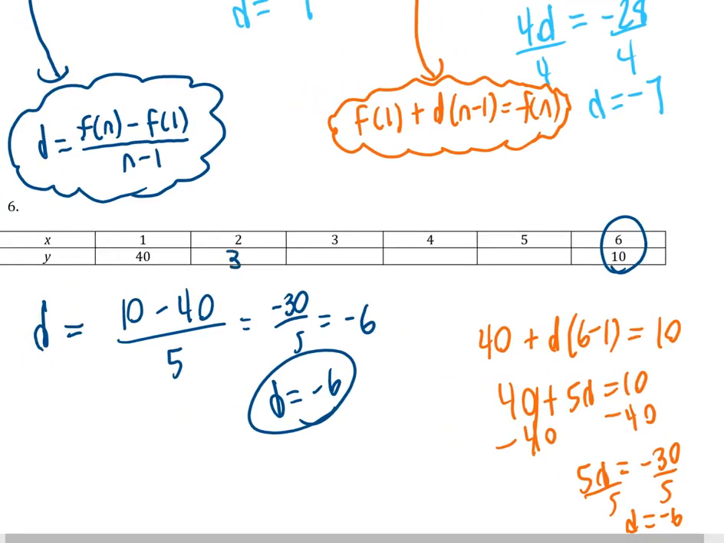So we can just decrease by 6 every time, starting at 40. 40 minus 6 is 34. 34 minus 6 is 28. 28 minus 6 is 22. 22 minus 6 is 16. And 16 minus 6 is 10.